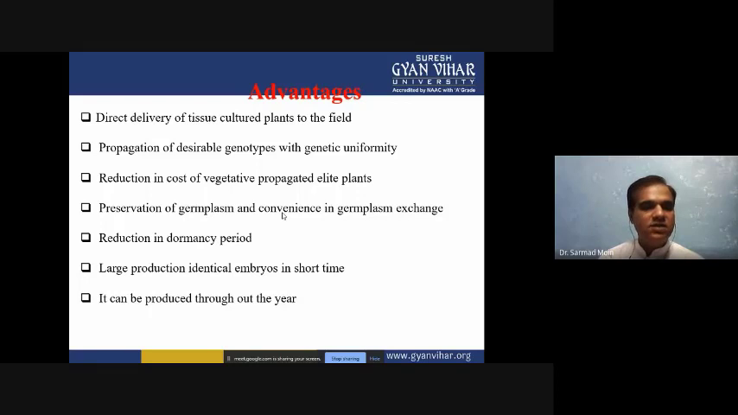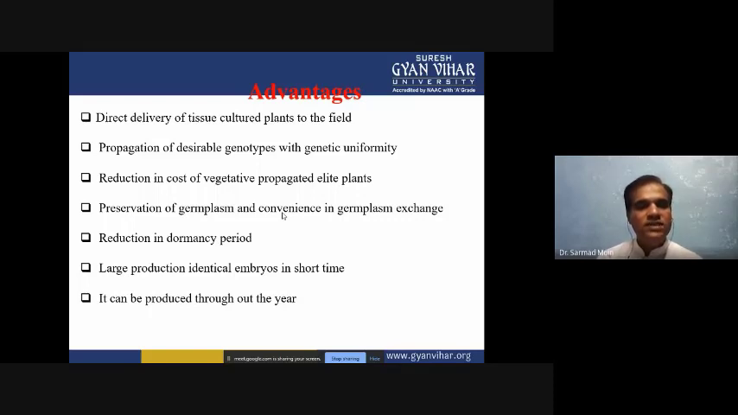And reduction in the dormancy period, since whenever we want, we can produce plantlets from these somatic embryos, so there is no dormancy period, and according to market demand we can produce plantlets whenever we have a requirement. And large production of identical embryos in a short time is possible.